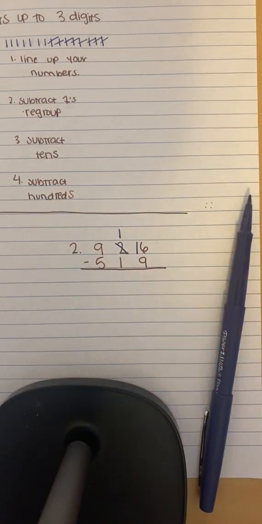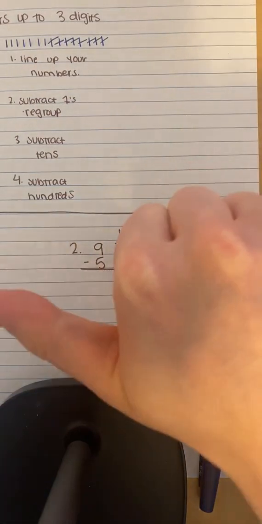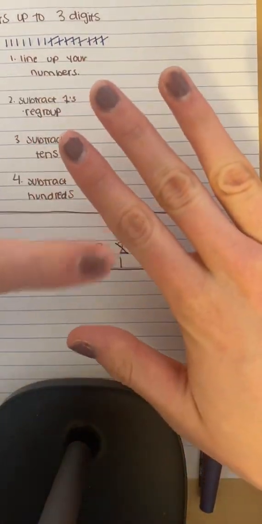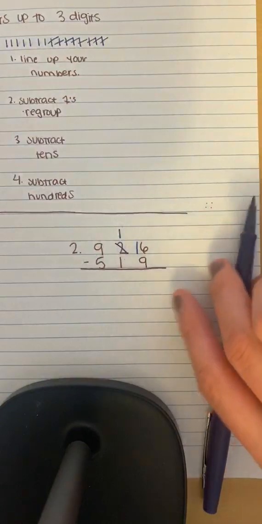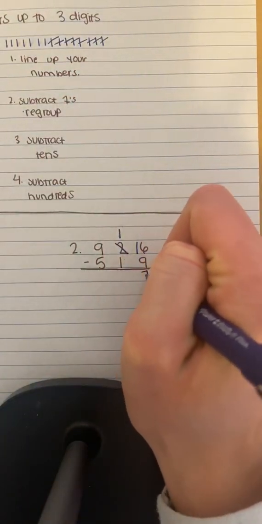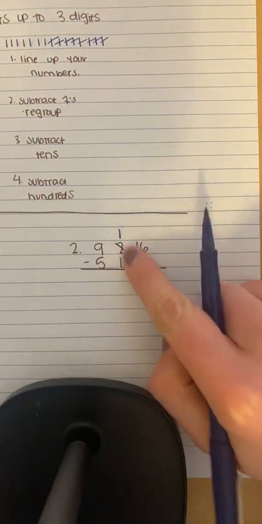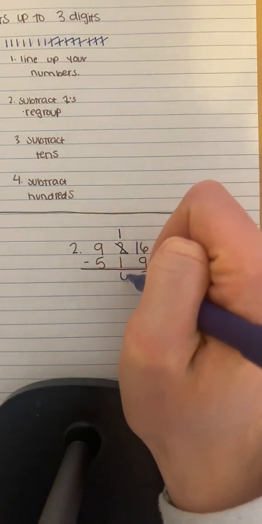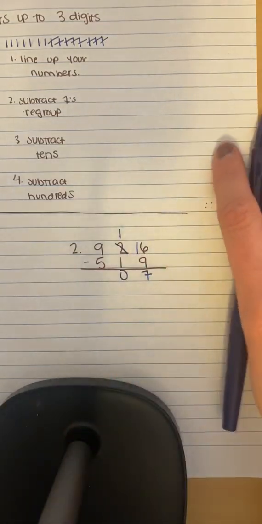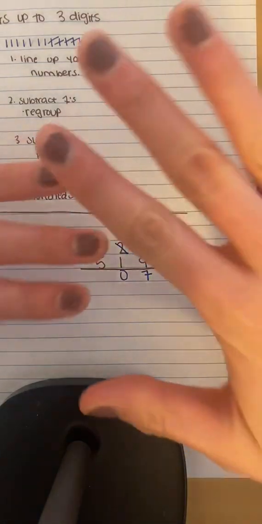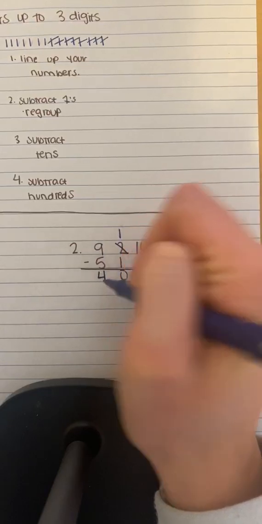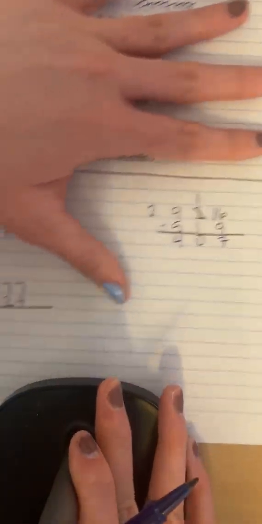I'm going to count up from 9 to 16. So 10, 11, 12, 13, 14, 15, 16. So I counted up and I have 7 fingers. So my answer is 7. And then I have 1 minus 1. So if I have 1 and I take away 1, I'm left with 0. And then I have 9 minus 5. So if I have a total of 9 and I take away 5, I'm left with 4 fingers. So my answer is 407.